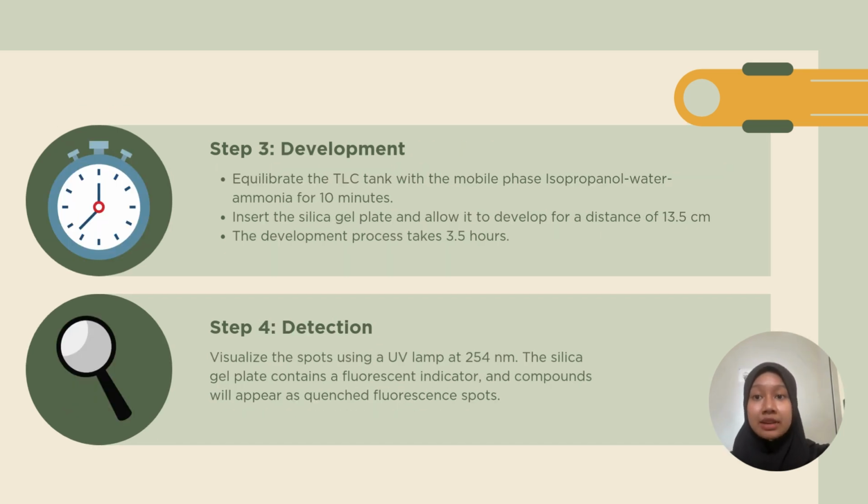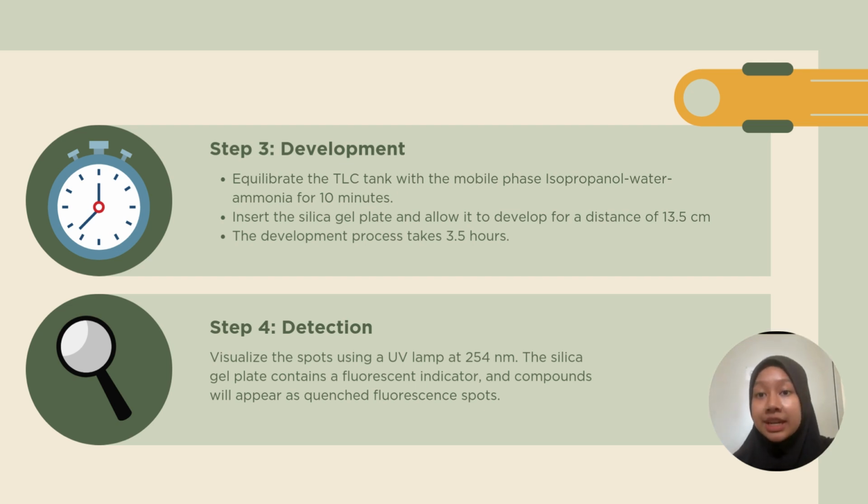Step 3. Development. Firstly, equilibrate the glass TLC tank with the mobile phase, isopropanol, water, ammonia mixture, with the ratio of 7:2:1 for 10 minutes. Then, insert the silica gel plate and allow it to develop for a distance of 13.5 centimeters past the starting line. The development process could take up to 3.5 hours, during which the compounds will separate based on their polarity.